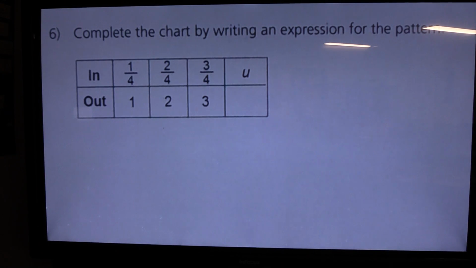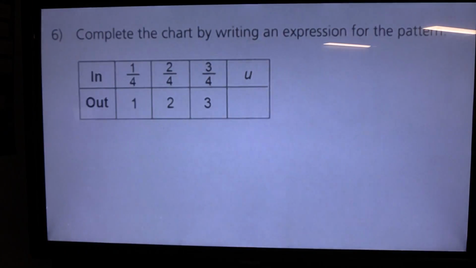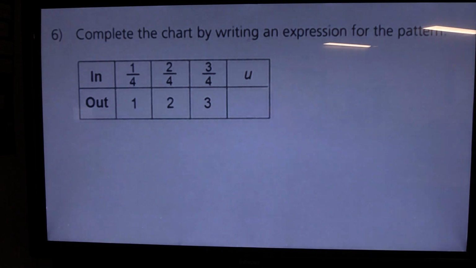One of the things that I would ask my students to consider is, what do you do to 1/4 in order to get 1? What do you think you do, Gracie? You multiply it by 4. Well, let's just see if that's actually what you do. So let me get a little bit of scratch paper here, and we'll try that and see what happens.